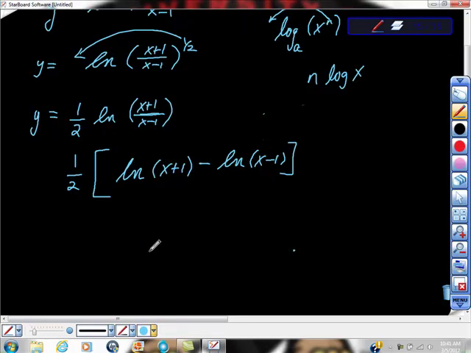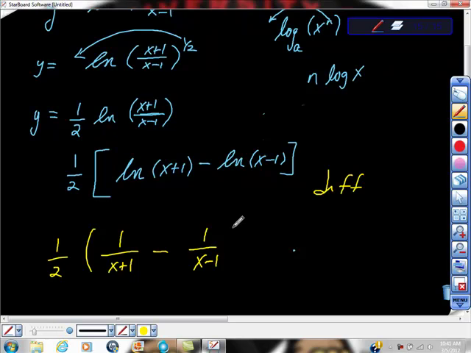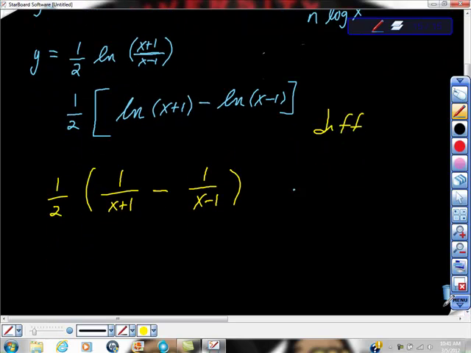Now I'll start to differentiate. So now we'll differentiate this. This 1/2 is a constant multiple, isn't it? Times, well, what's the first derivative of ln of x plus 1? Yeah, 1 over x plus 1. Remember, the derivative of the inside is 1. That's why there's nothing on top. Minus 1 over x minus 1. We're using the chain rule here. It's just that the derivative of the inside is 1, so it doesn't look like anything. So far, so good?